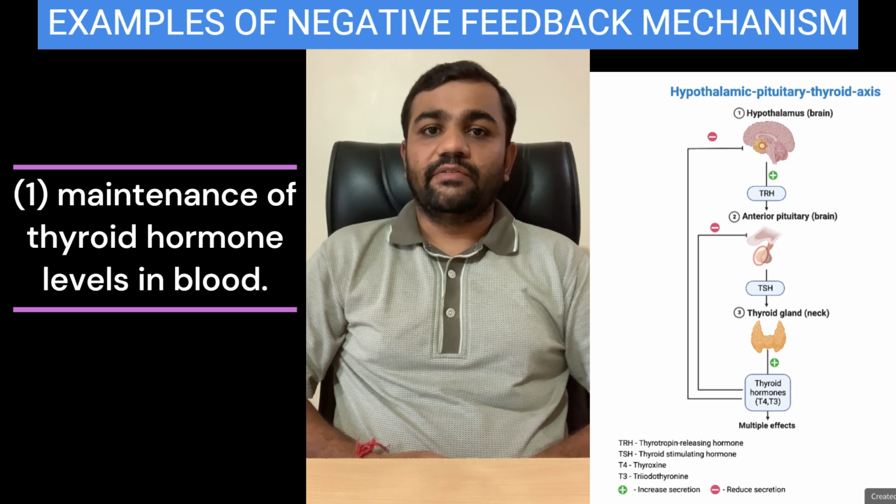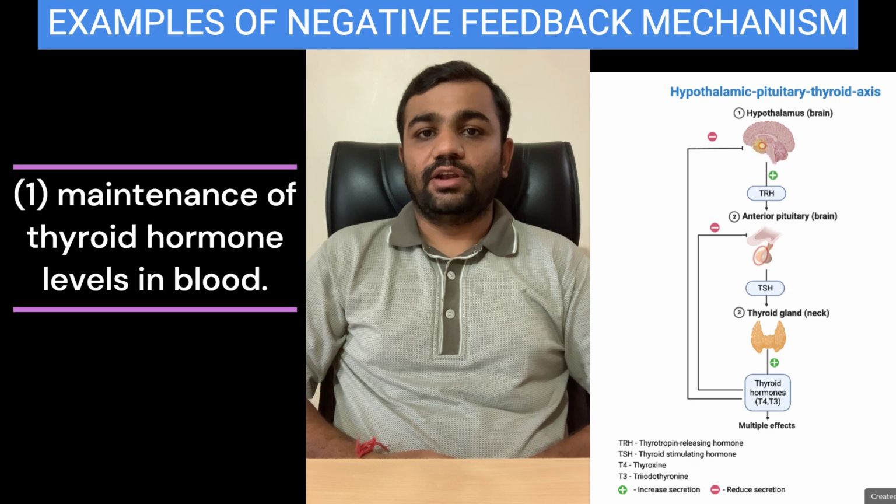On the other hand, when the thyroxine level in the blood is decreasing, it gives negative feedback to the pituitary gland to increase the secretion of thyroid stimulating hormone, which in turn causes an increase in release of thyroxine from the thyroid gland.